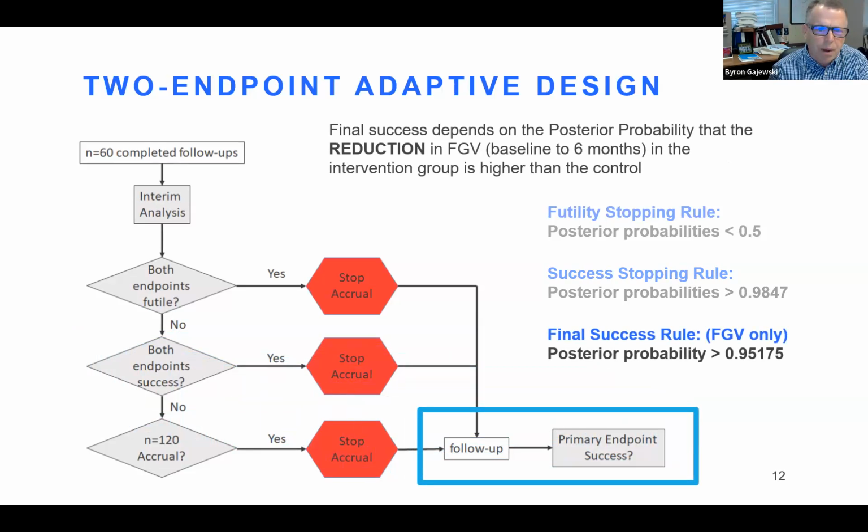If that posterior probability stays at 0.95175 or more, we have a successful trial, and we could say that the drug is indicated for reducing biomarkers for breast cancer. And so you can see here that the trial could stop either at 60 or at 120 participants enrolled into the trial.